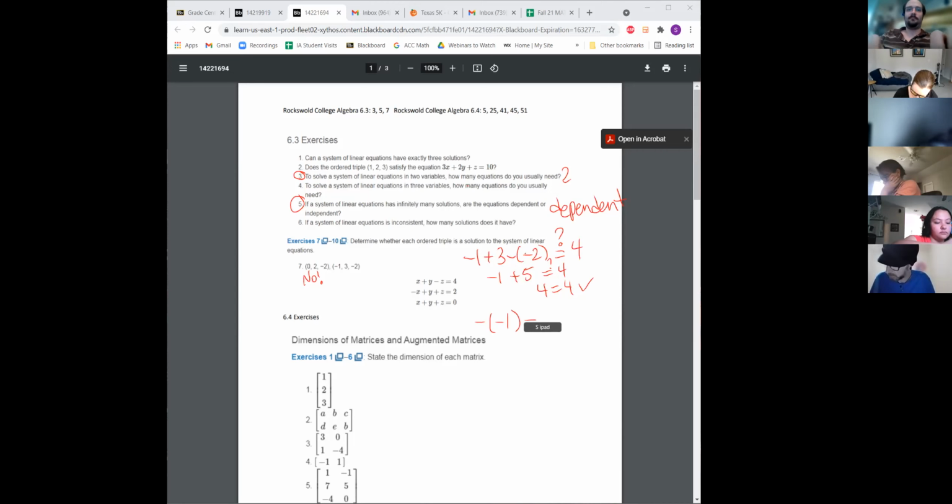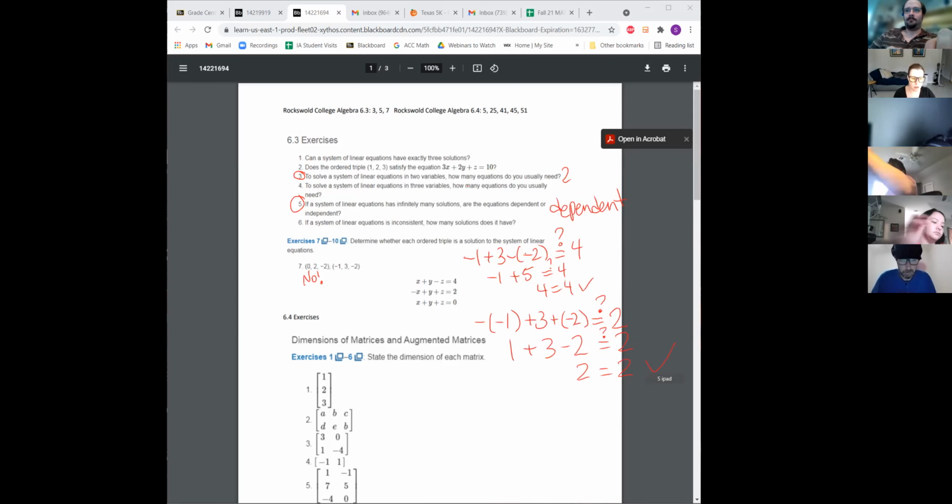-1 plus 3 plus -2, and does that equal 2? Ooh, lots of negatives going on there. Maybe we should clean it up a little bit. 1 + 3 minus 2. That kind of cleans it up a little bit. What do we get? Got 2. Okay. So that one works.